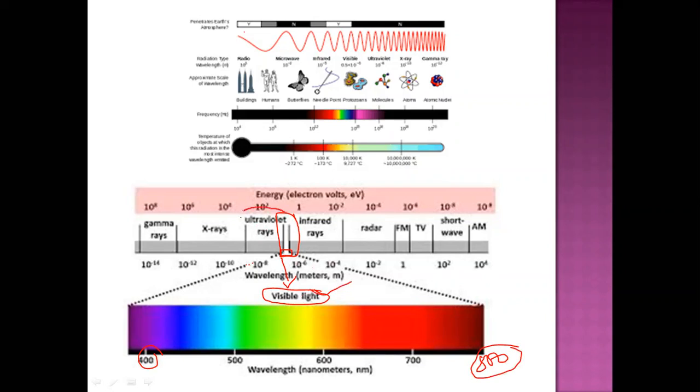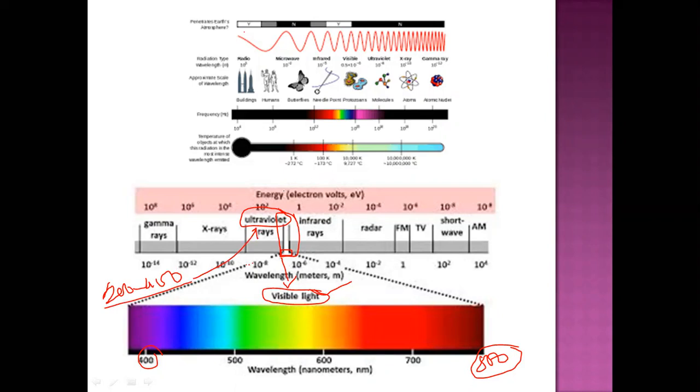Then ultraviolet radiation is more energetic than visible radiation, and its wavelength range is 200 to 400 nanometer. 200 to 400 nanometer is the wavelength of ultraviolet radiation.